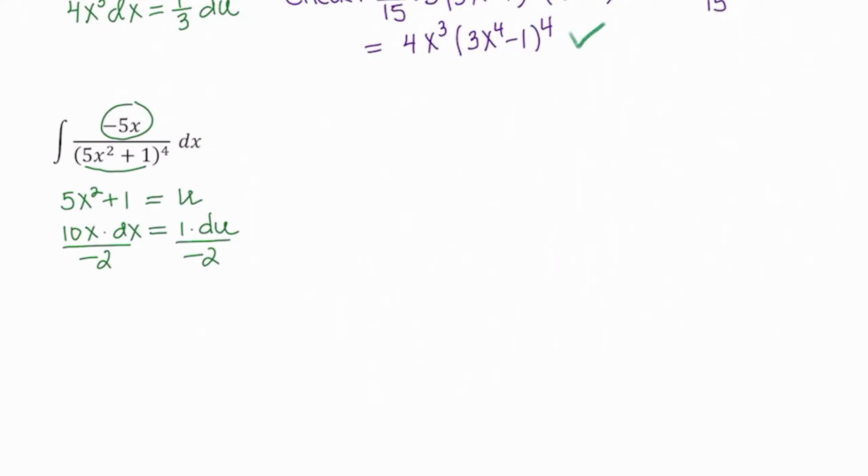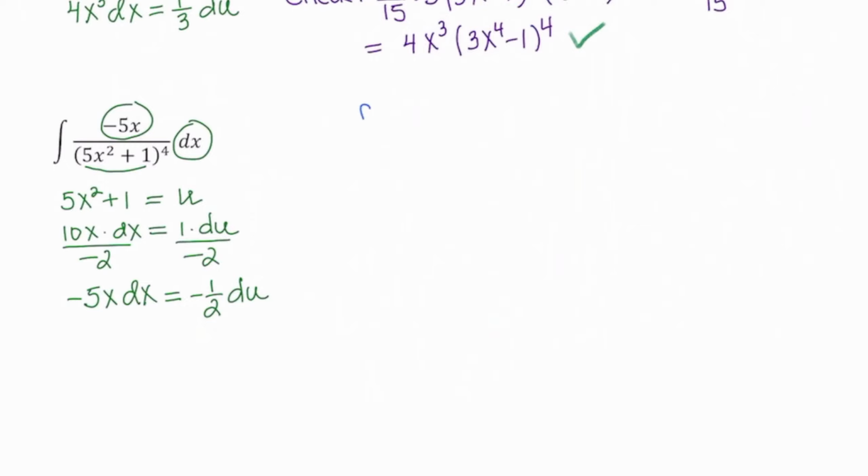Okay, so what do I get on the left side? I get negative 5x dx. That's exactly what I want to have in terms of u. So what is that equal to? That's equal to negative 1/2 du. Okay, so now that we have all pieces, we can rewrite our integral in terms of u only.